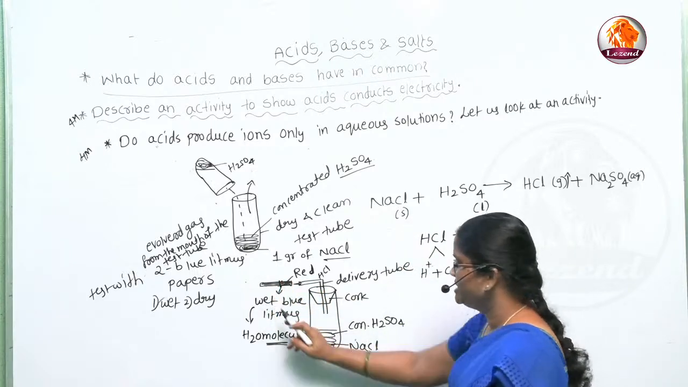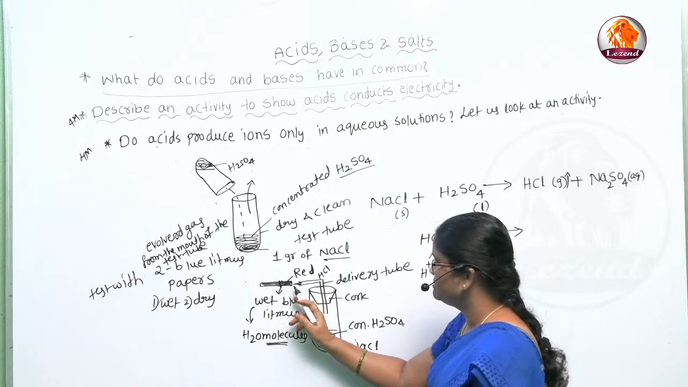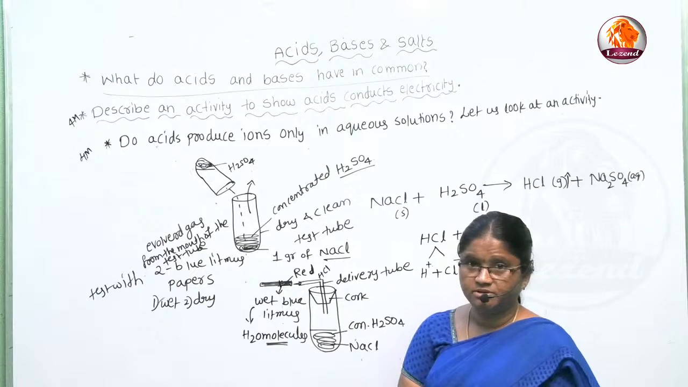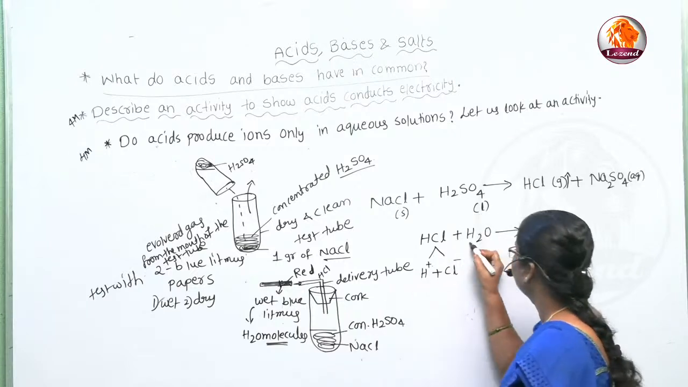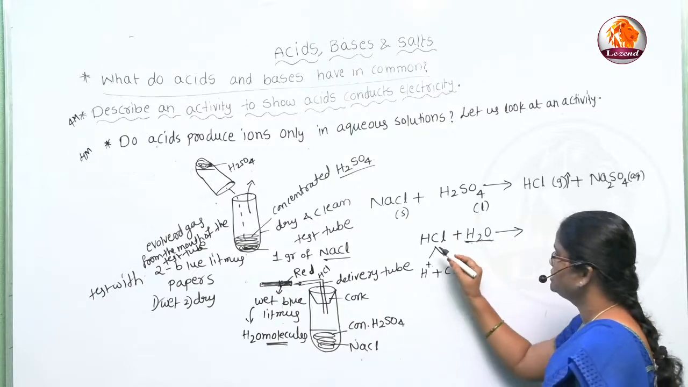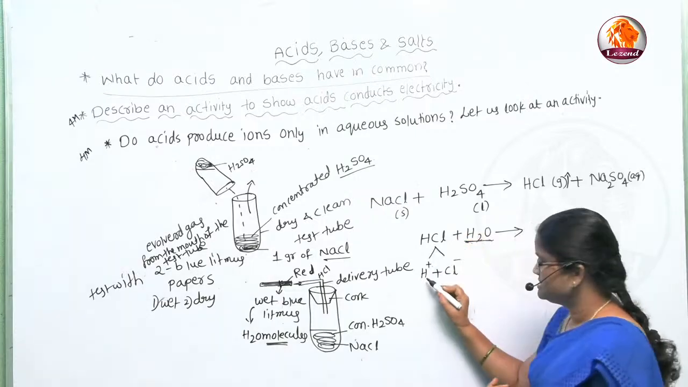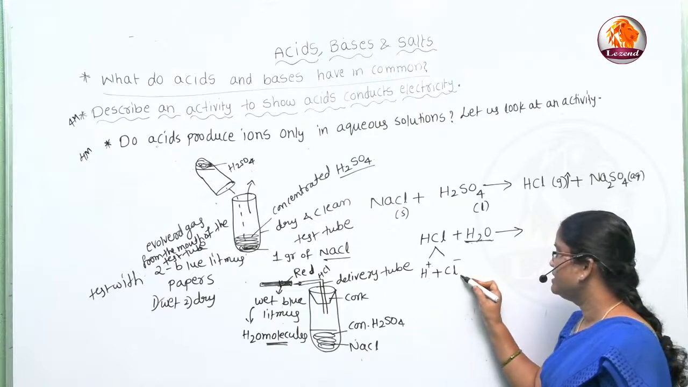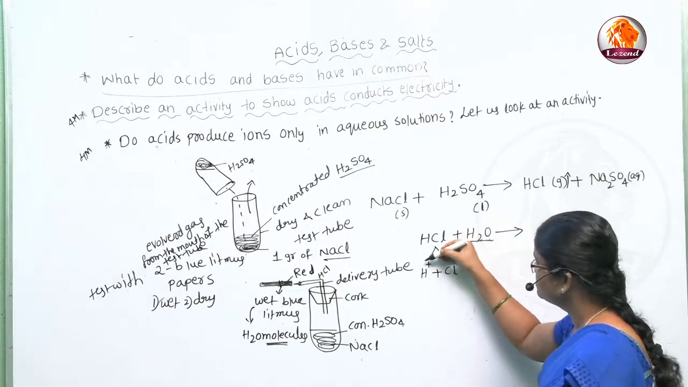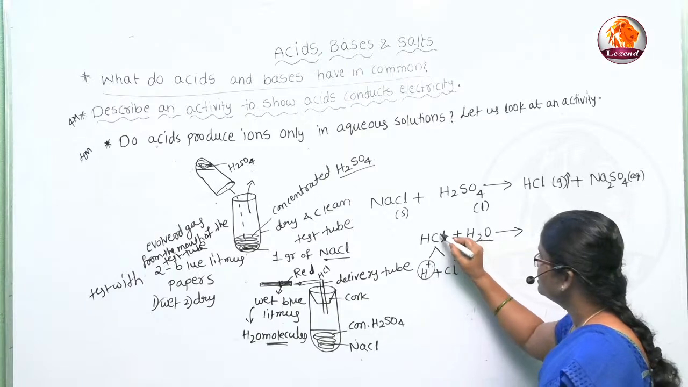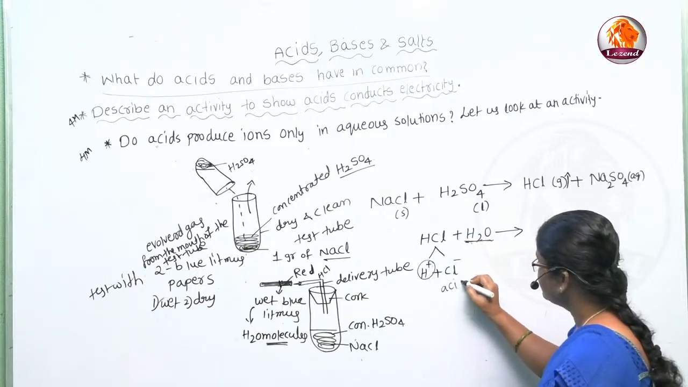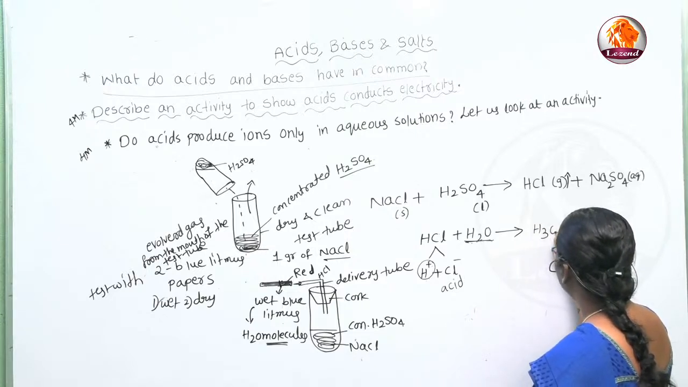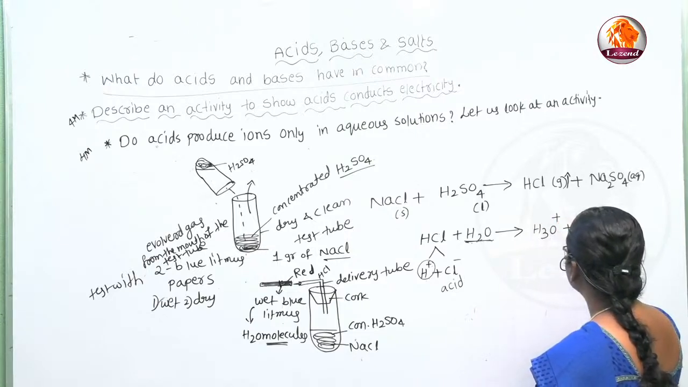But when I placed the wet blue litmus paper near the mouth of the delivery tube, what did I observe? A change in the color of the wet blue litmus paper. Why? Because in the presence of moisture, or water molecules only, hydrogen chloride dissociates into H plus ions and chloride ions. When an acid dissociates into H plus ions, then only it behaves as an acid. So these H plus ions combine with water molecules and form hydronium ions.